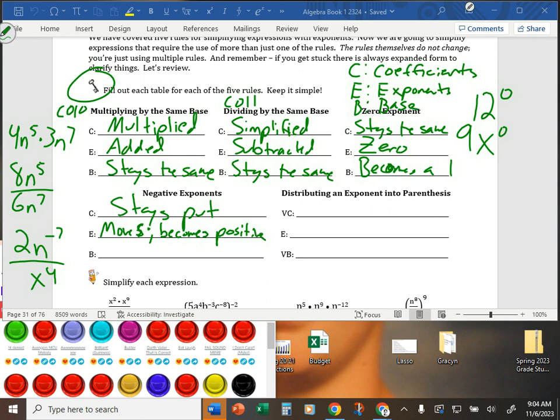Then the base of that negative power, that n, what happens to the n?